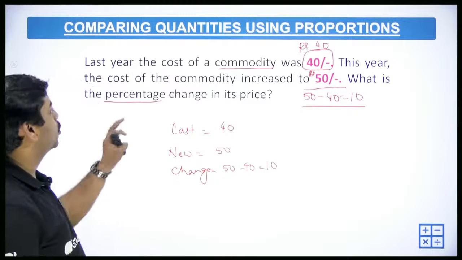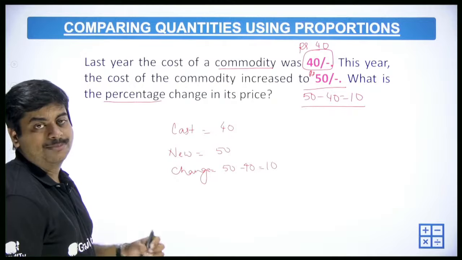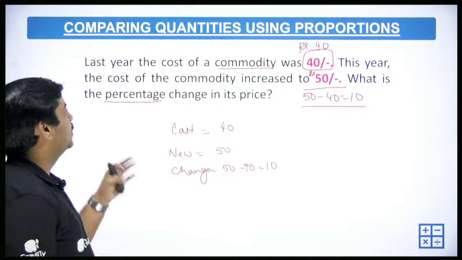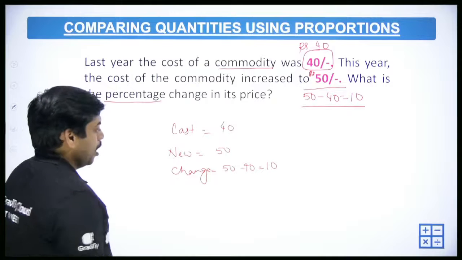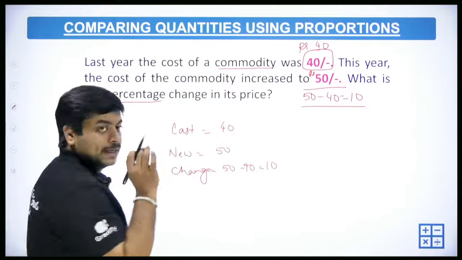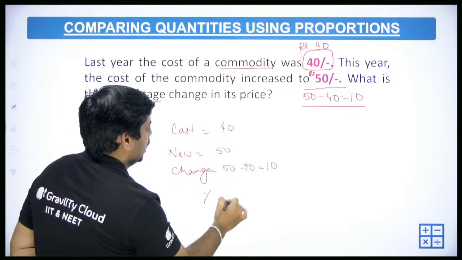This year the cost of the commodity increased to 50 rupees. What is the percentage change in its price? So now tell me. Percentage change is per every 100, but here we're talking about 40. So the percentage is how much change?